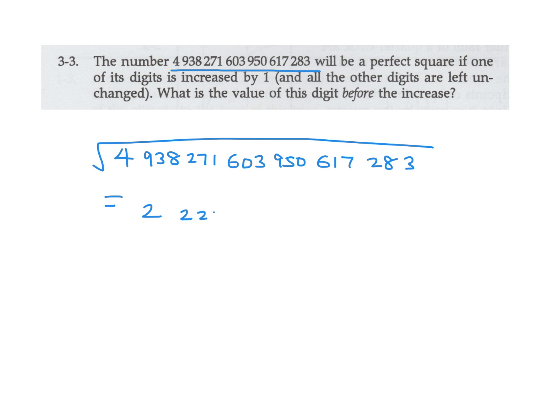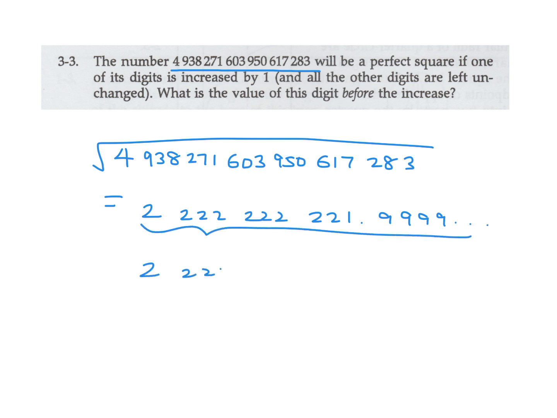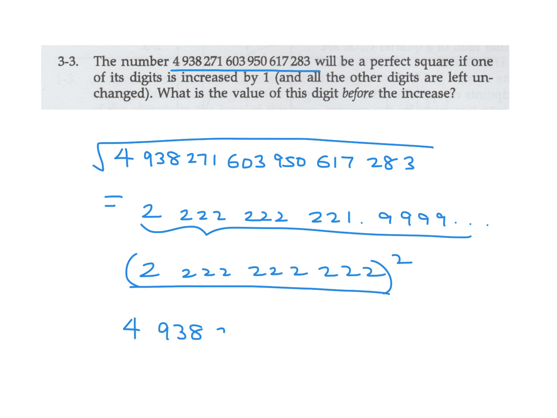You get 22222222221 dot 9999 and so on. So obviously that number is very close to 222222222. Square it, and when you do, you will get the following number: 4938271603617284. So you see, this guy and this guy are really the numbers they're referring to in the question. They're asking, what is the value of this digit before the increase? Well, before the increase, the number was a 3.